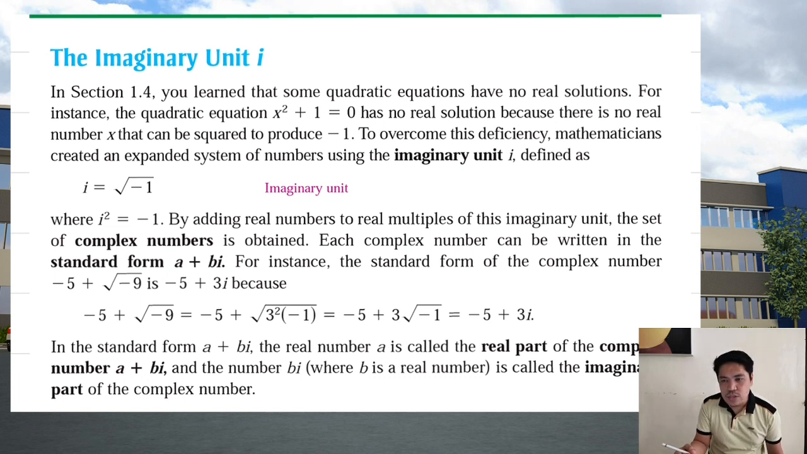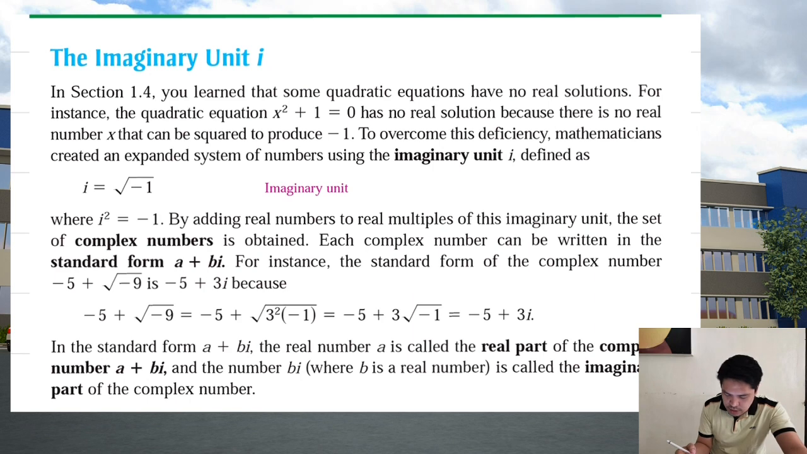So we denote the square root of negative 1 as i, or simply we define the imaginary unit i as the square root of negative 1. Therefore, if we square both sides, i squared becomes negative 1. By adding real numbers to real multiples of this imaginary unit, the set of complex numbers is obtained. Each complex number can be written in the standard form a plus bi.